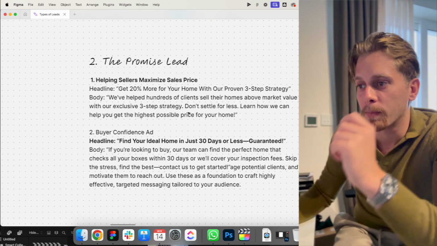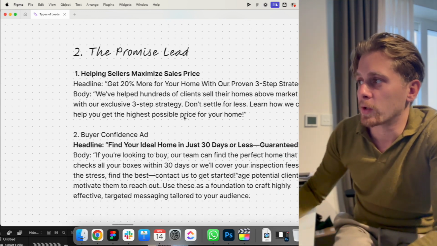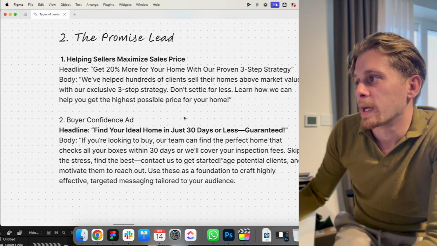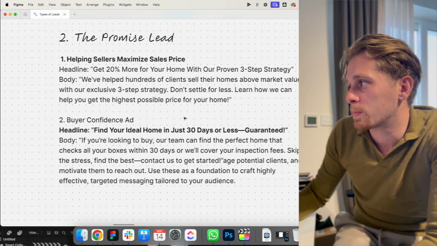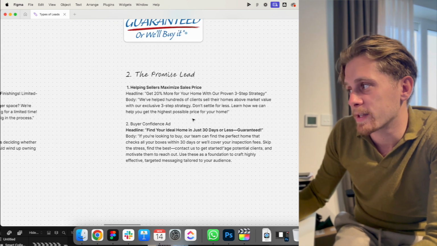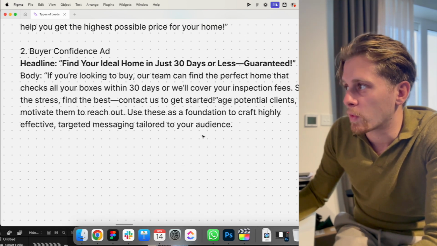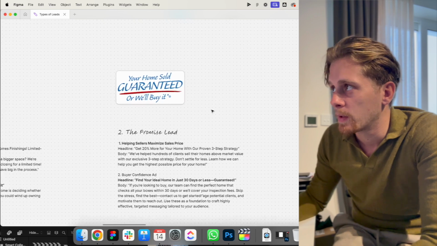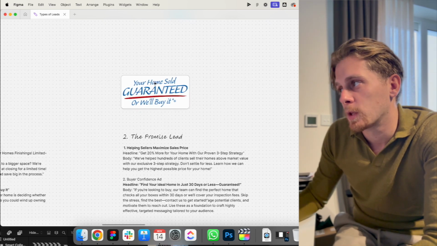So for an example, in real estate, what you guys could be working on is helping sellers maximize their sales price, which would be: get 20% more for your home with a proven 3-step strategy, or find your ideal home in just 30 days or less, guaranteed. So this is having a promise inside the actual ad itself. Right, get your home sold or we'll buy it.